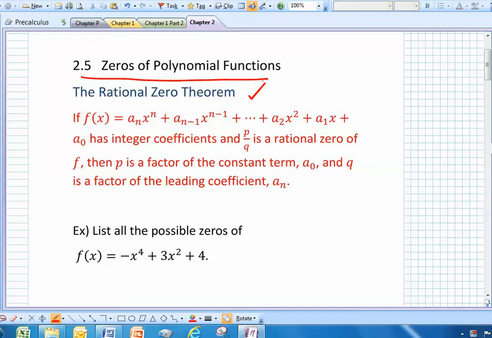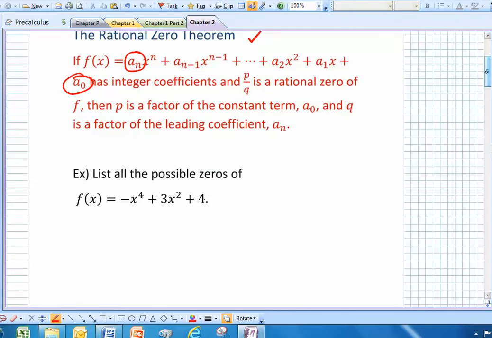And basically what that says is if you have a function and it has integer coefficients, then p over q is going to be a rational zero, where p is a factor of the constant and q is a factor of the leading coefficient. So to put that into simpler terms, if I was asked to make a list of all the possible zeros of this function, the p term is going to be the 4. The q term is the leading coefficient of -1. Alright, that's the first thing you've got to understand.